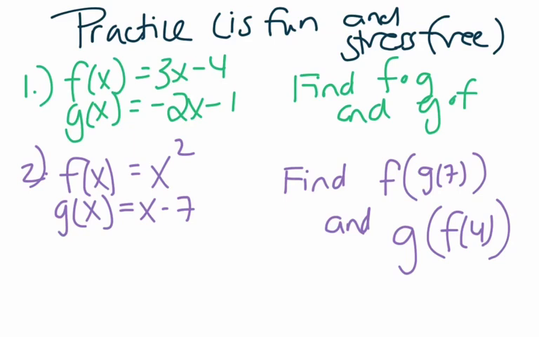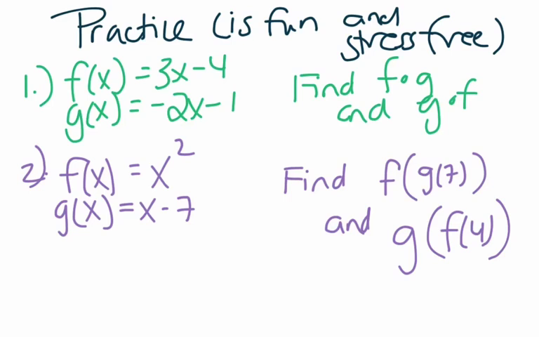For the second one, we're keeping the same functions that I used in the example. So f of x is equal to x squared and g of x is x minus 7. Now, where I did f of g of 9, you're going to do f of g of 7. So that should be just duplicating the work that I did, just with a different number. Hint is Miss Taylor's favorite number.